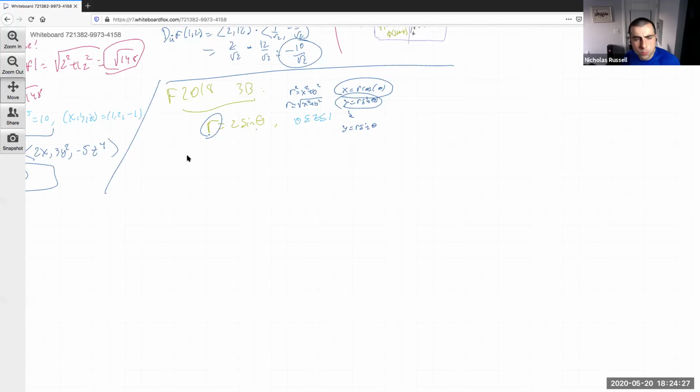Just like that. So realistically, I could rewrite this as y over r is equal to sine of theta. I guess there's two ways you can think about it. If I replace sine of theta with y over r, this becomes r squared is equal to 2y. And then r squared here is x squared plus y squared.